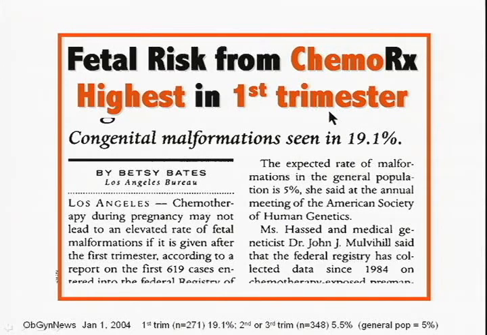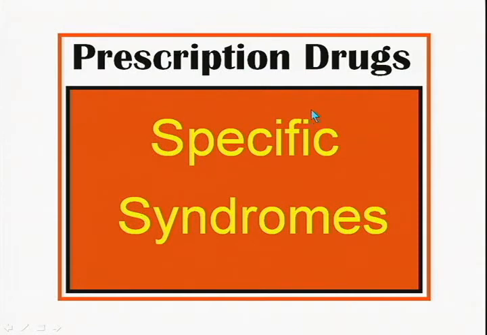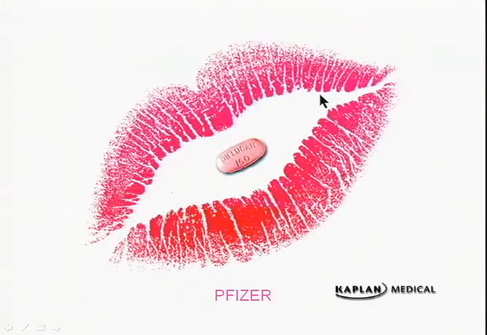So the primary risk is in the first trimester. Obviously, we'd rather not use it any time in the pregnancy, but it's primarily in the first trimester. It is gestational age dependent. Now let's look at some specific prescription drug syndromes. First, I just want you to notice on this, actually this is an advertisement from Pfizer, and it looks at the lips, and the reason is because you're supposed to love the Diflucan, which is fluconazole.